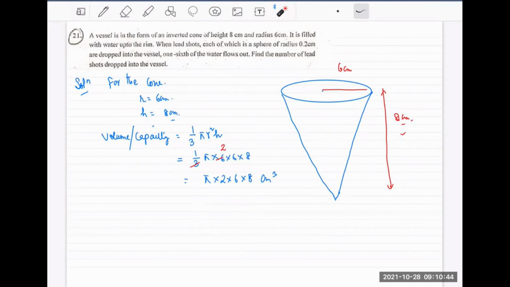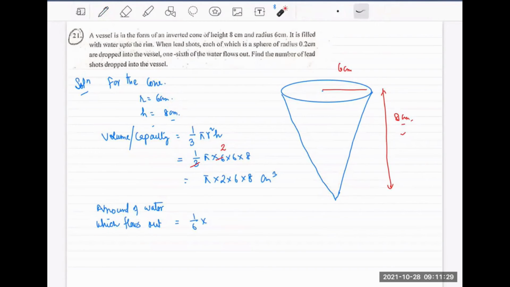What does the question say? When we drop lead shots inside here, the water level will increase. But since it is already filled to the top with water, whenever we drop a lead shot, some water is going to flow out. How much water flows out in total? In total, 1/6 of the water flows out. So you mention here: amount of water which flows out. How much is it? 1/6 of the water.